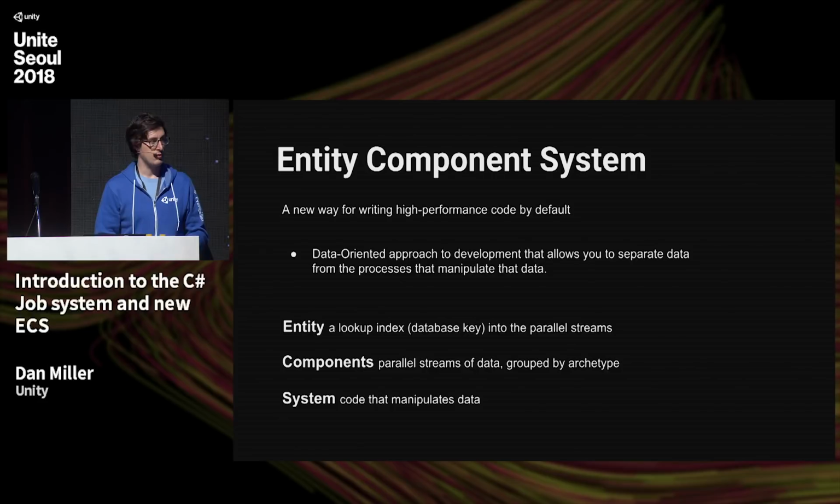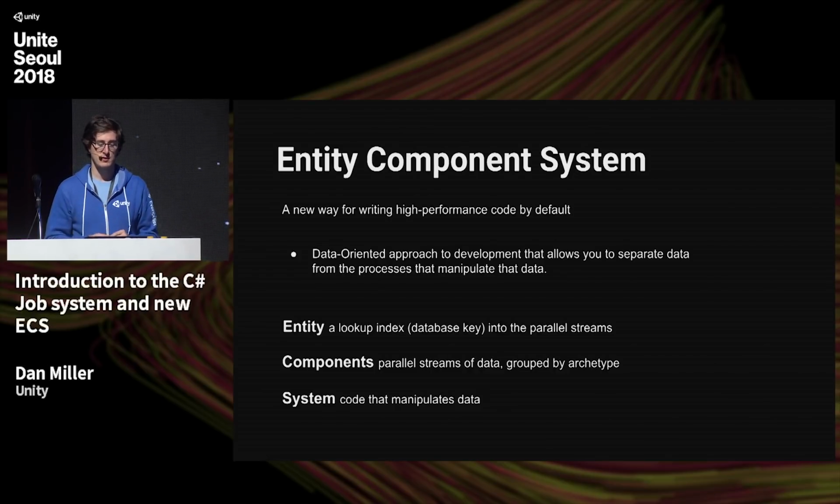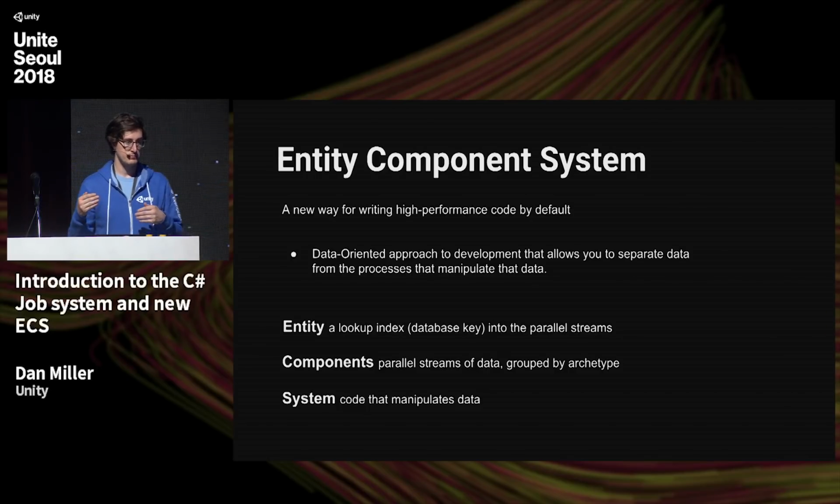At its core, the definition is that an entity is just a lookup index. You can think about it as the database key that is referencing certain objects with components. Components are basically just streams of data. So they hold certain data types, and then you interact with those components in systems. And that's what makes up the Entity Component System, or ECS.